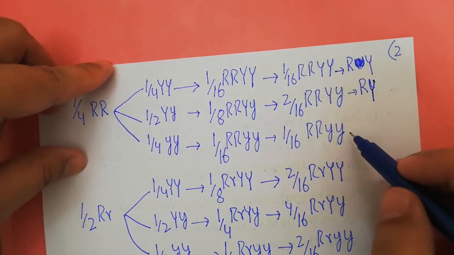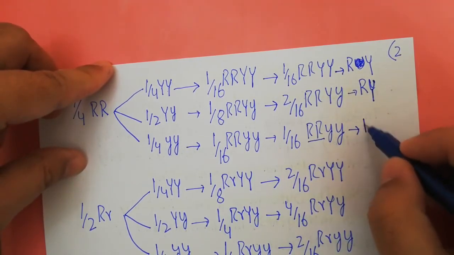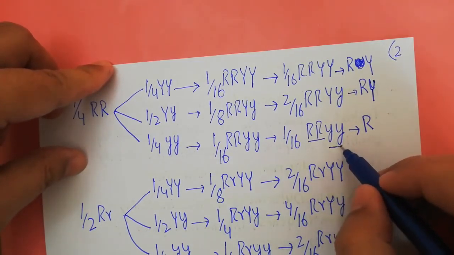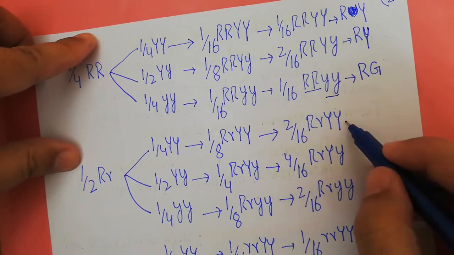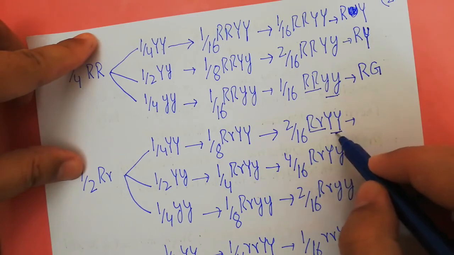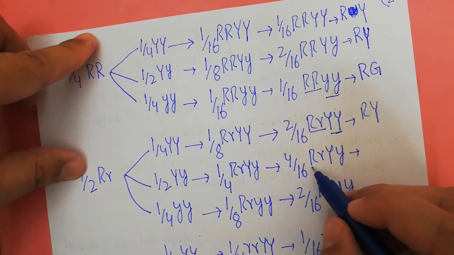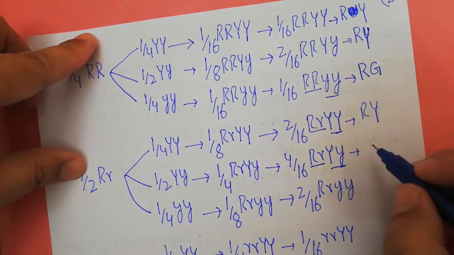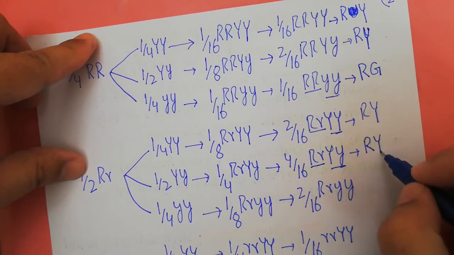If you talk about this one, again, this will be capital R, that means the shape of the seed will be round, but both of the alleles are for the green color, the small y and the small y, so their color will be green. If you talk about this one, again, this is round because the capital R is dominant over the small r, capital Y, so this will be round yellow in nature. If you talk about this one, the capital R is dominant over the small r, the capital Y is dominant over the small y. So this particular offspring will be round, and yellow.